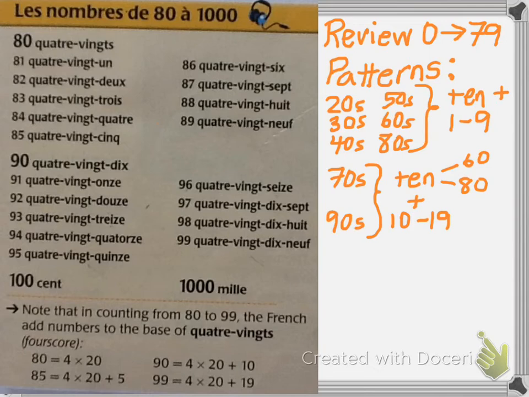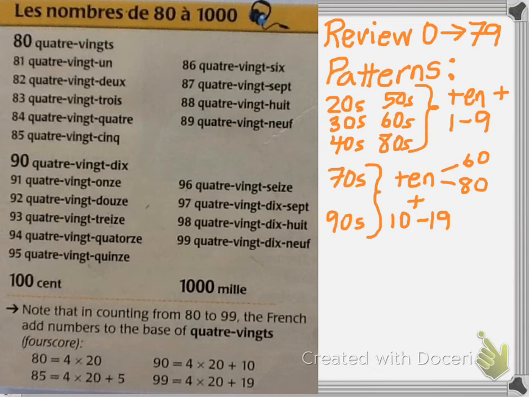So next we come to les nombres de 80 à 1000. Okay, so numbers from 80 to 1,000. Again, before we do that, we're going to review 0 to 79. Instead of repeating after me, you're going to say them with me.